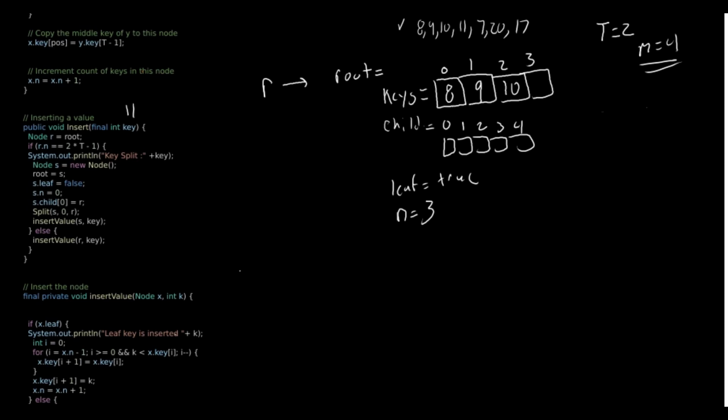All right, so now we want to insert 11. Again, we repeat the same process. R is the root. This is true. Right here. This is true. R is equal to 3. 2 times 3. So we do the key split here. And we also create a new node S. And S is now, S becomes the root.